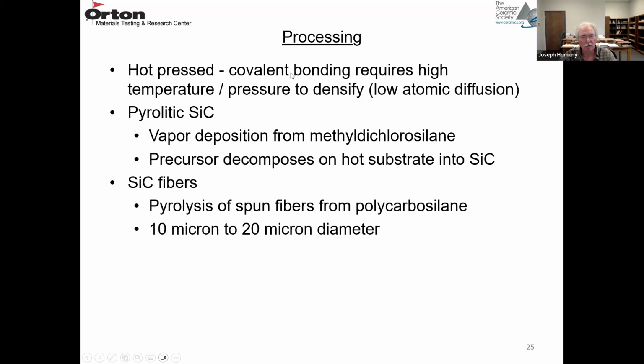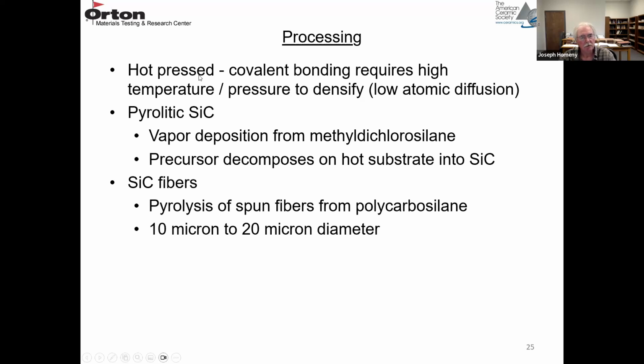So silicon carbide is covalently bonded. So when you try to sinter a covalently bonded material, the atomic diffusion rates are small. And again, I have another course on sintering, and one of the main things that happens during a sintering process is atomic diffusion, and that lowers the porosity and densifies the material. But it's hard to sinter a covalently bonded material because of the low atomic diffusion because of the strong bonding.